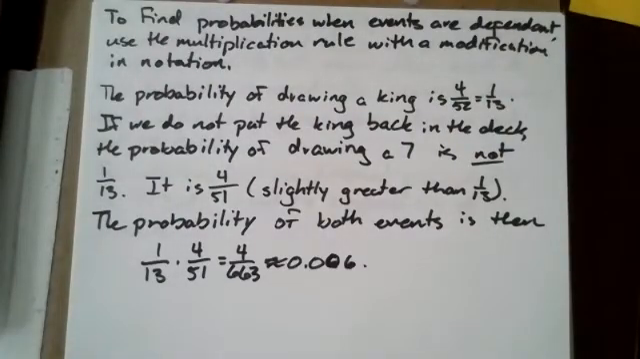To find probabilities when events are dependent, use the multiplication rule with a modification in notation. The probability of drawing a king is 4/52, which is about 1/13. If we do not put the king back in the deck, the probability of drawing a 7 is not 1/13. It is 4 out of 51, which is slightly greater than 1/13. The probability of both events is then 1/13 times 4/51, which is 4 over 663, which is about 6 1,000ths again. It's not a big difference, but there is a difference.